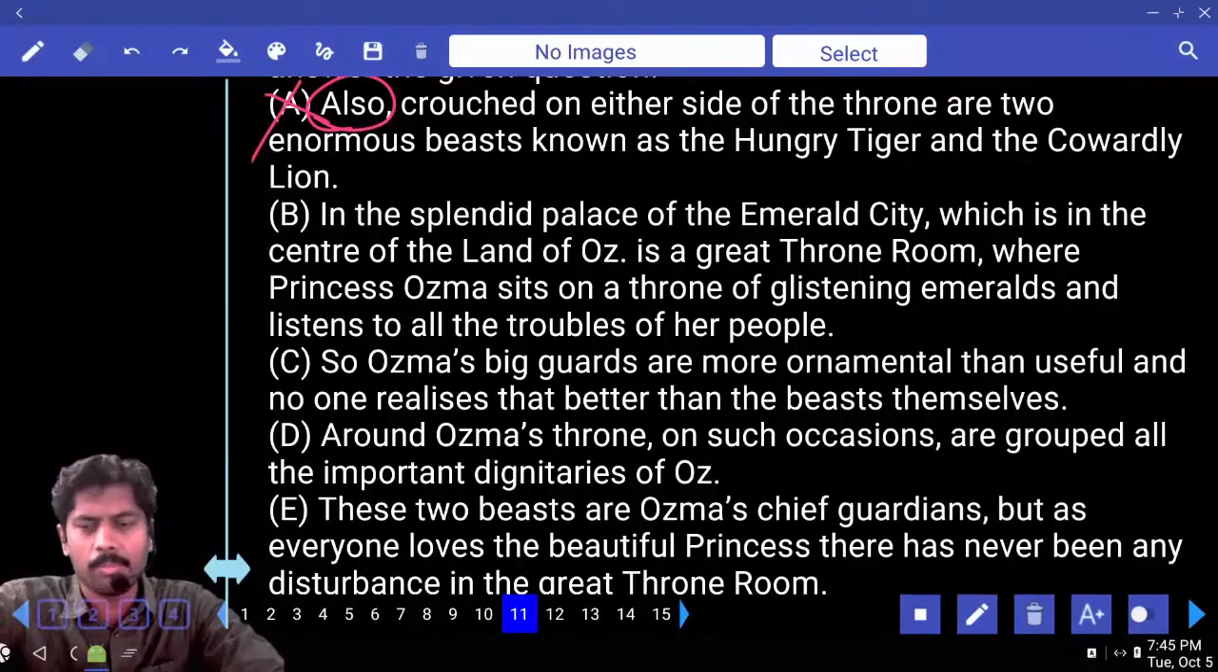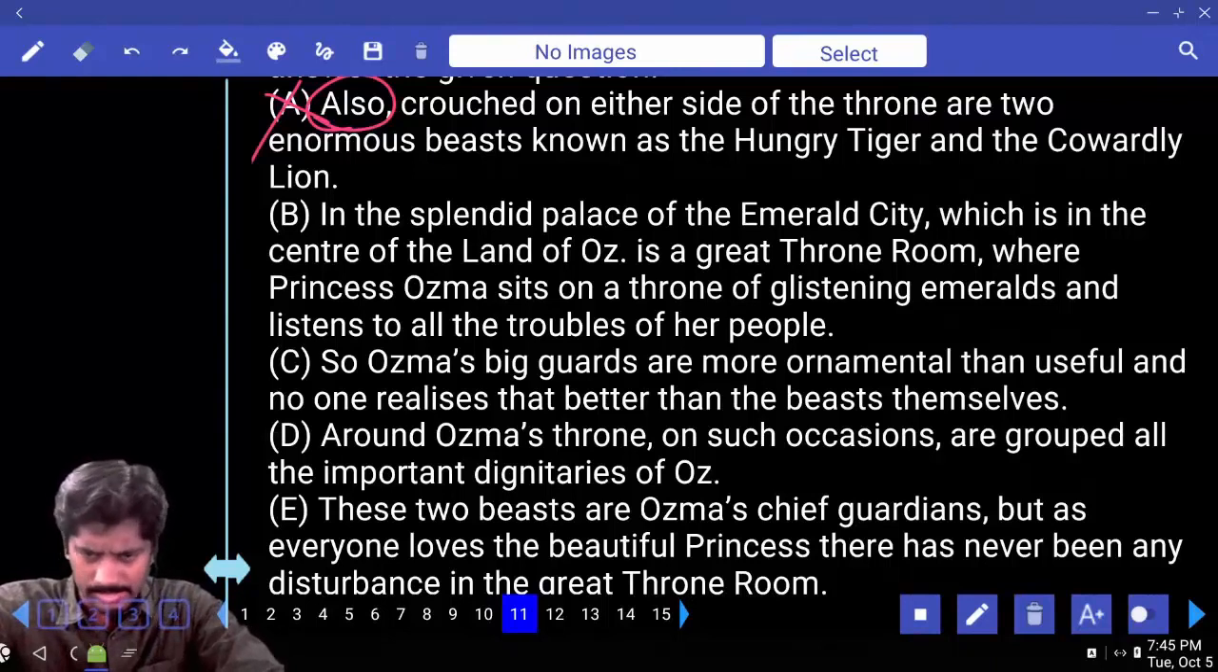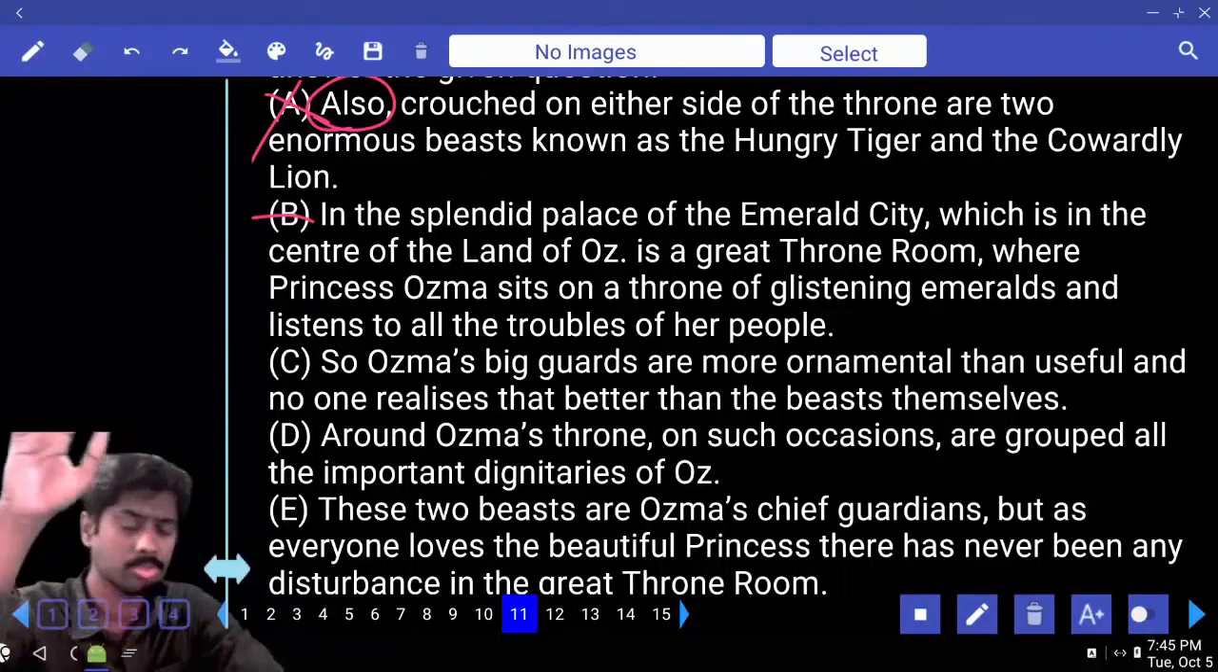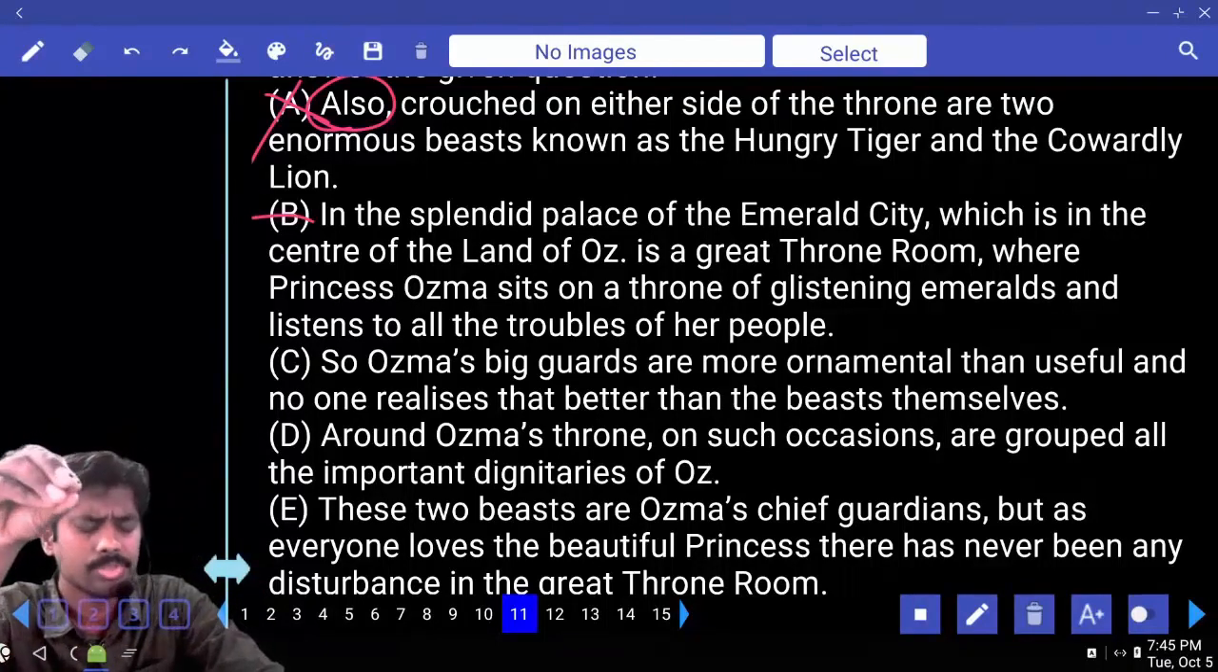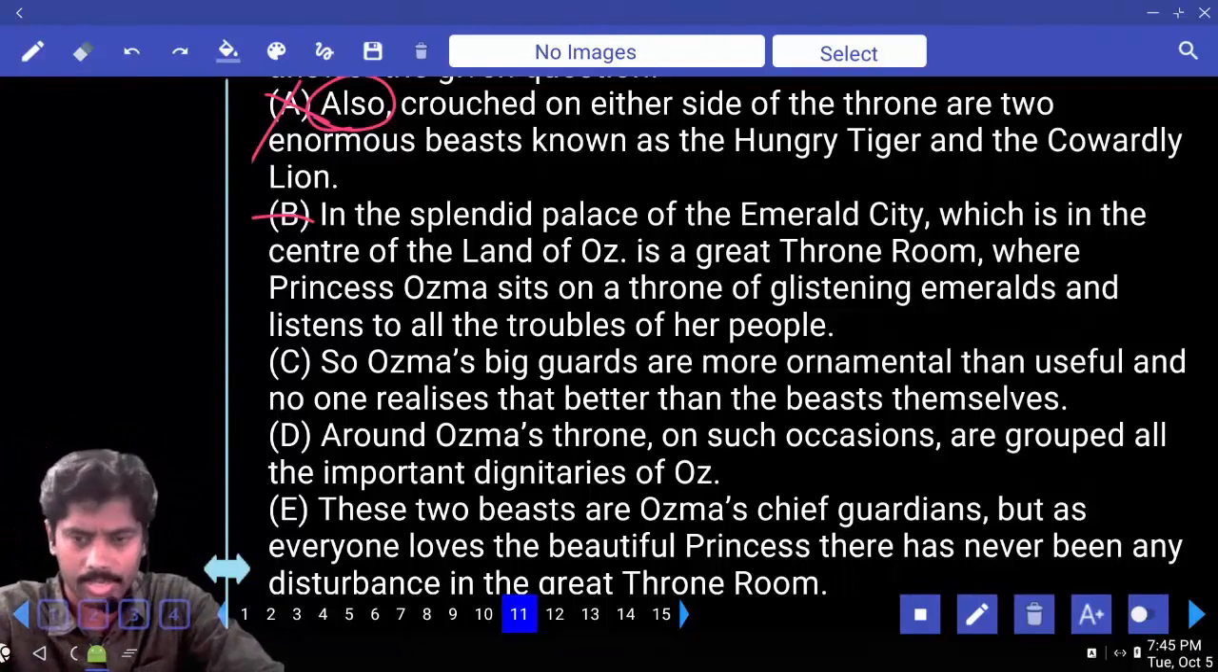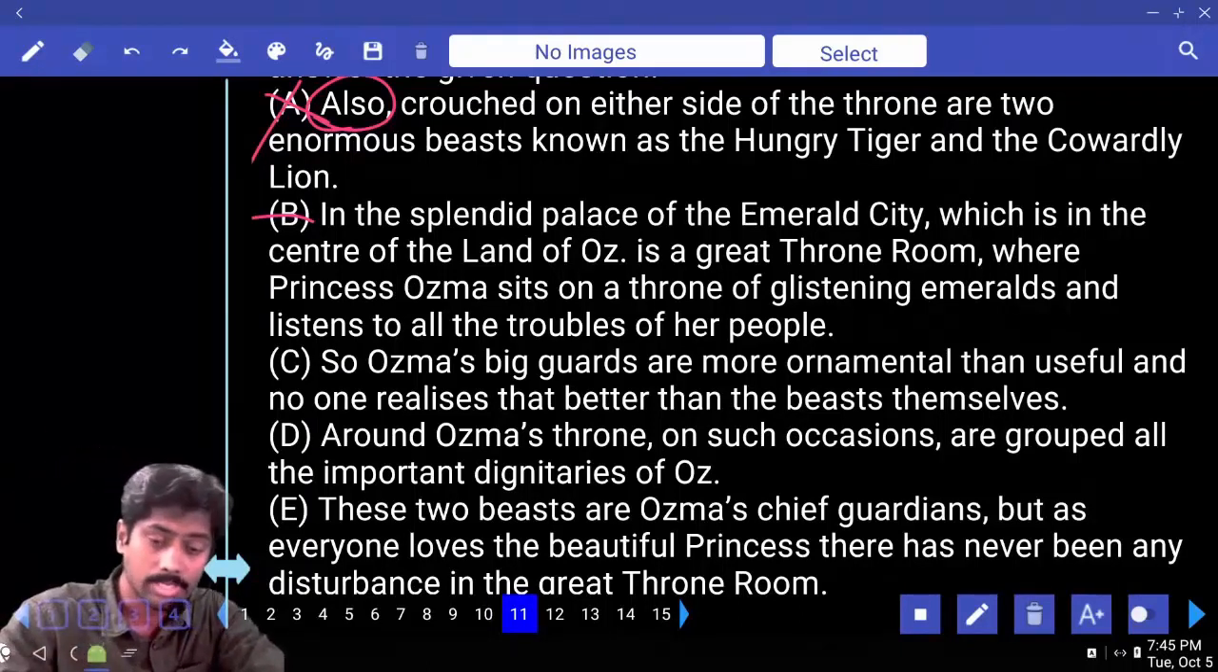B, in the splendid palace of Emerald City, which is in the center of land of Oz, is a great throne room where Princess Ozma sits on a throne of glistening emeralds and listens to all the troubles of our people. Maybe first sentence, because this sentence is like an introductory statement. This sentence is introducing the Emerald City and the princess and what she does. Maybe first sentence. Look at C.